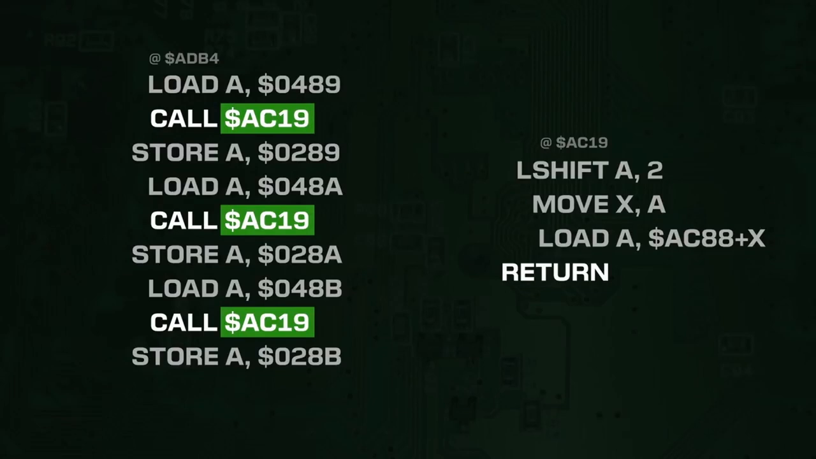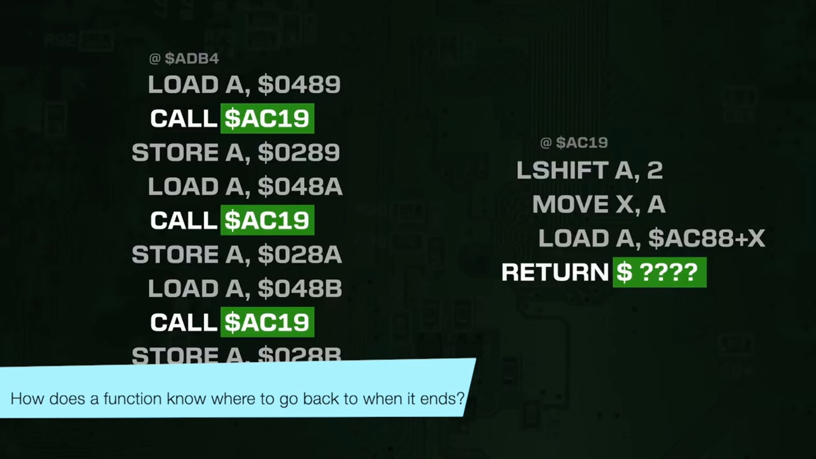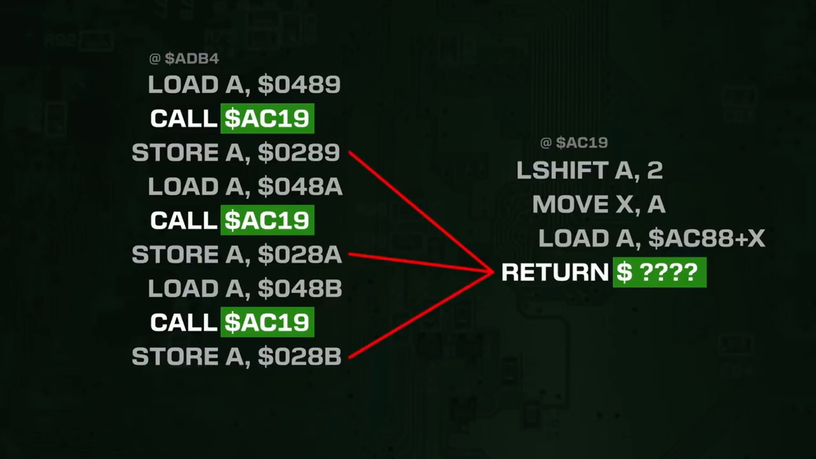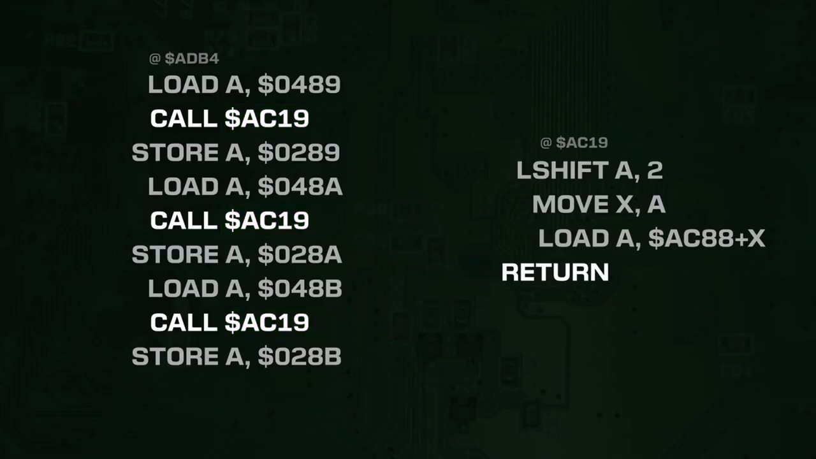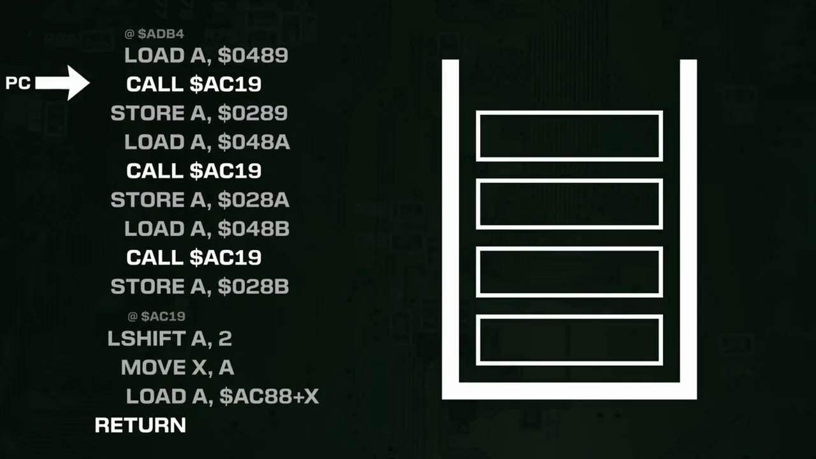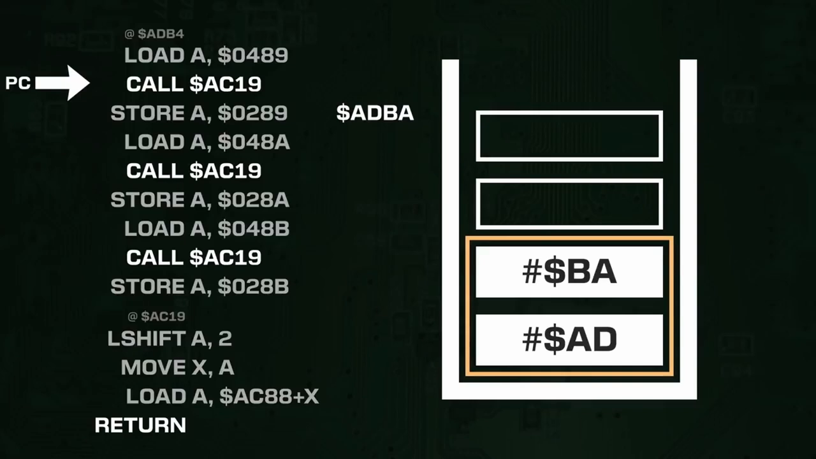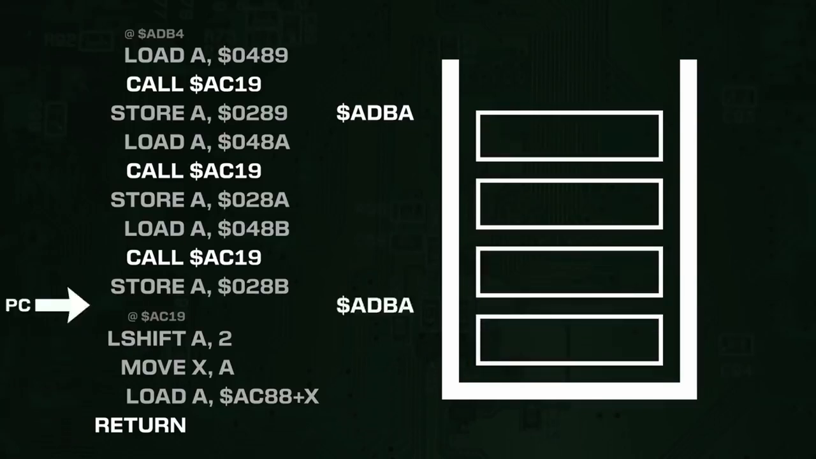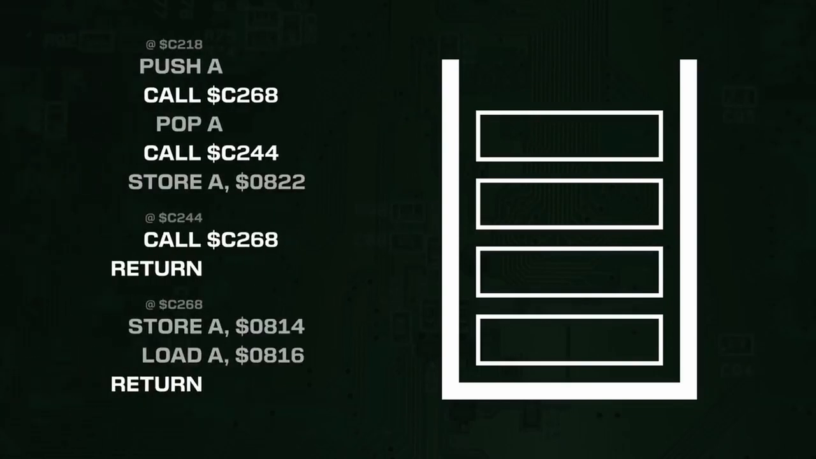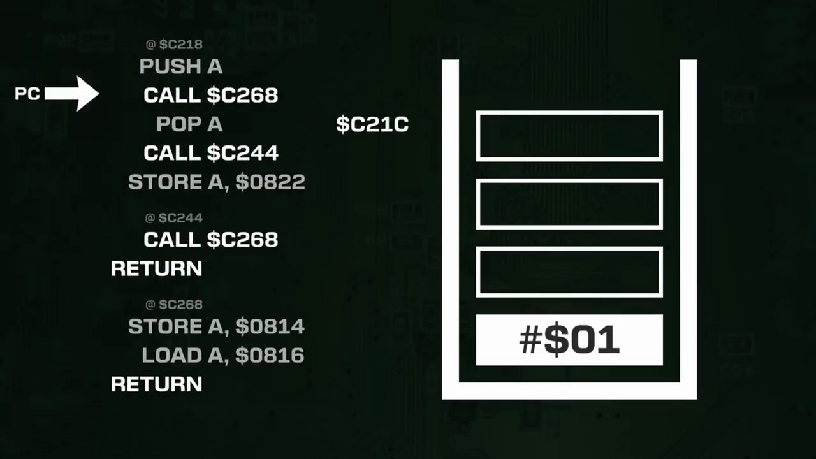But how does the return instruction know where to return to? It can't encode this information itself, since the subroutine can be called from multiple places in the code. The answer is that the call operation will push the location of the next instruction to the stack, so that the return instruction can then pop it back off and jump to that location. So in this example, the address ADBA is pushed to the stack, which is the location of the instruction directly after the call instruction. The bytes that hold the return addresses are the backbones of the stack frames.